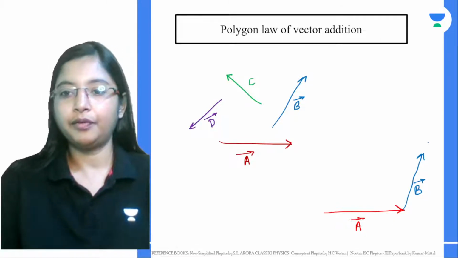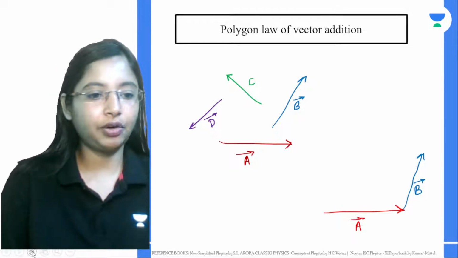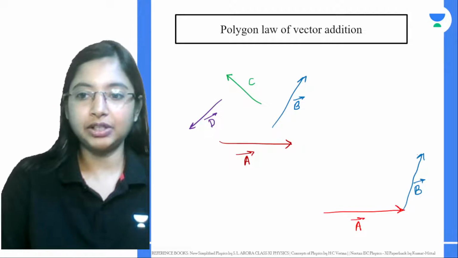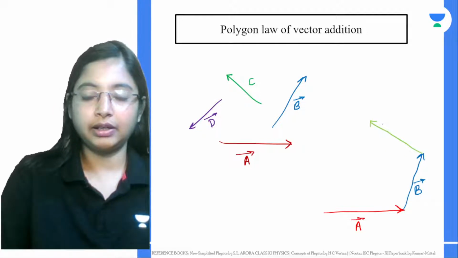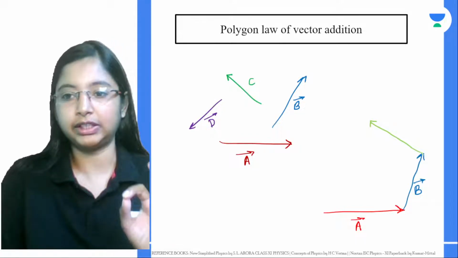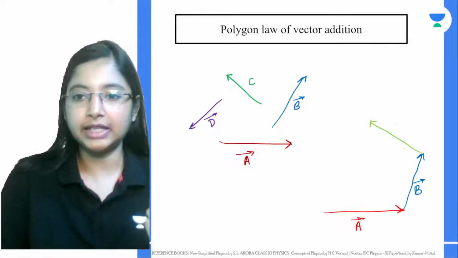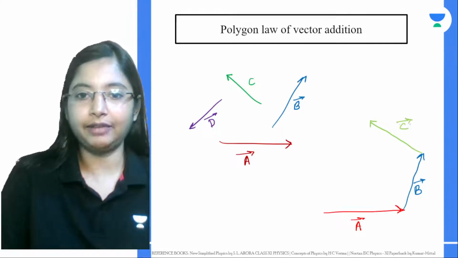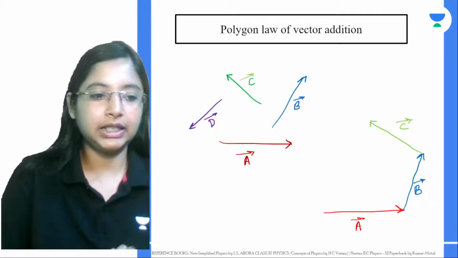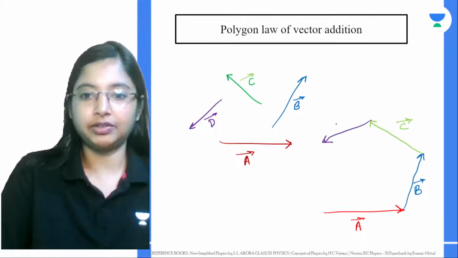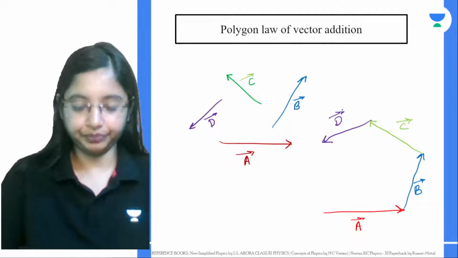Now from the head of this B vector, the terminal point, you start the tail of the next vector, which is the C vector. Finally, you have one more vector, which is your D vector, which starts on the head of your C vector and goes in this direction. This is basically your D vector.